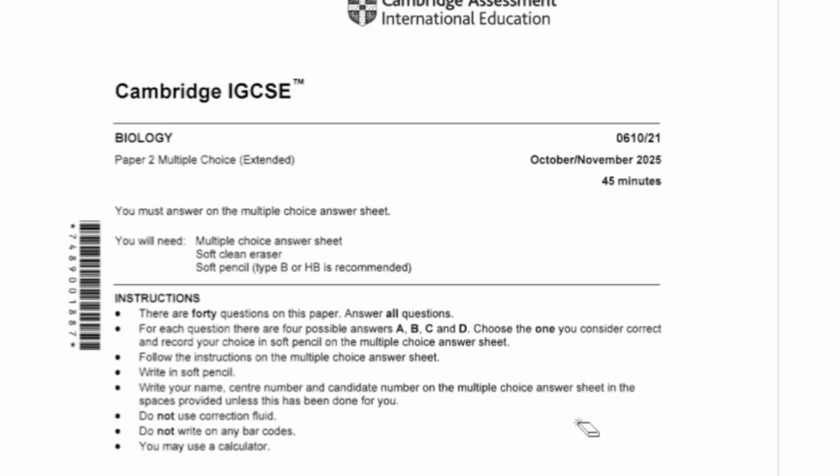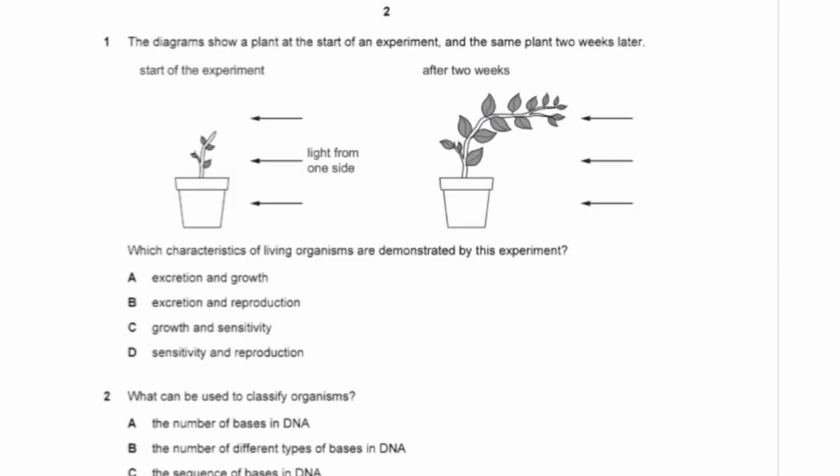Welcome to class. Today we'll be looking at the October-November 2025 IGCSE Paper 2-1. So without much ado, let's get started.